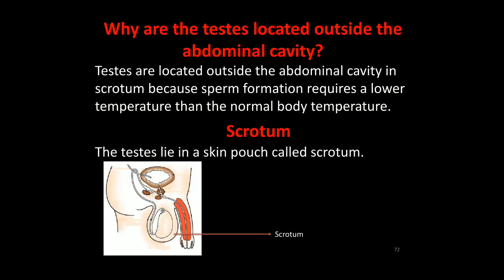Next, why are the testes located outside the abdominal cavity? Testes are located outside the abdominal cavity in scrotum because sperm formation requires a lower temperature than the body's normal temperature. It has to be cold, it should not be very hot. So if it were inside the body it would be very hot. So it is separately there. The testes lie in a skin pouch called scrotum.